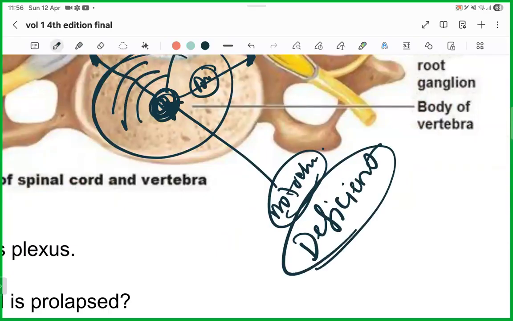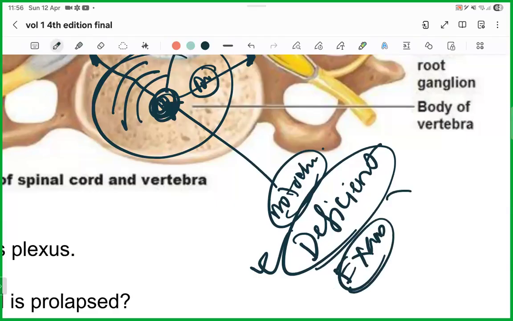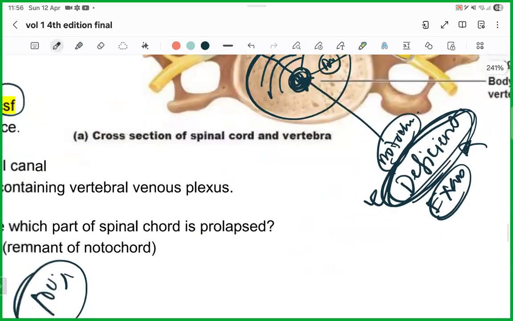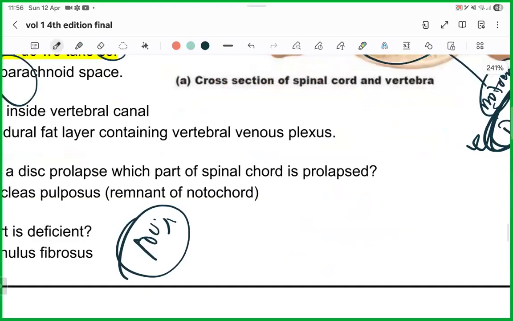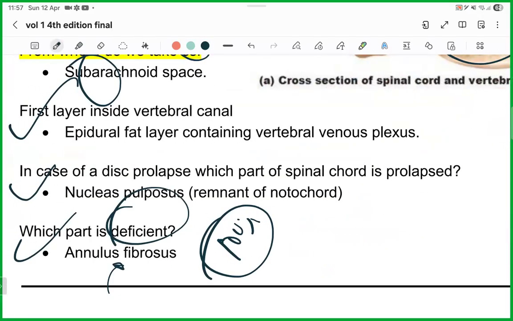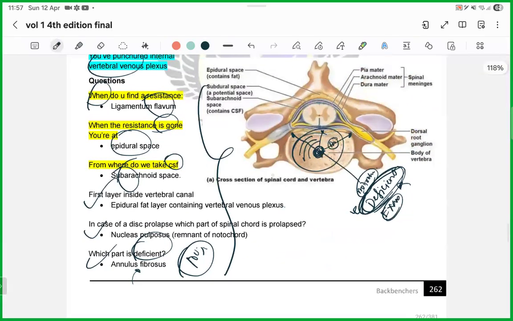Guys, I don't teach you the words they use in the book. I teach you the words they use in the exam. So that's why our success rate is so high, because these are the exact words they use in the exam. Which part is deficient? Annulus fibrosus. So you get very familiar with the words they will use in the exam, and in every topic, in everything, we have done this.